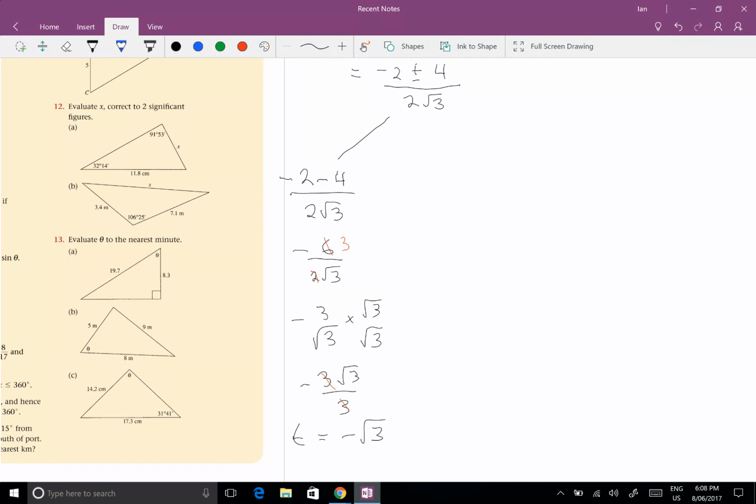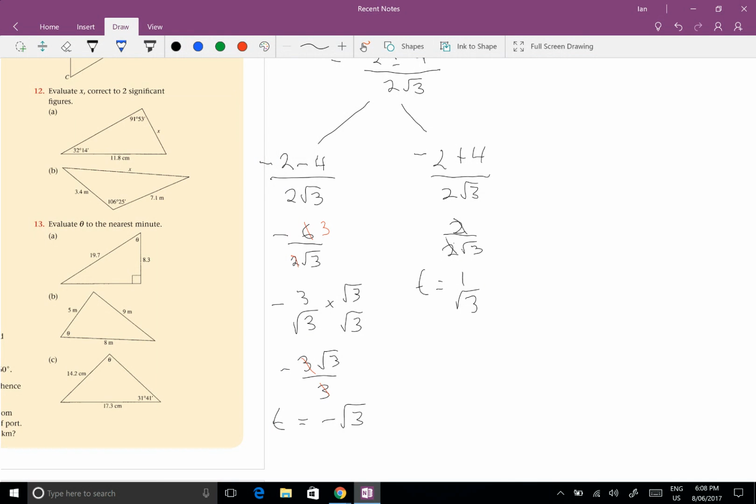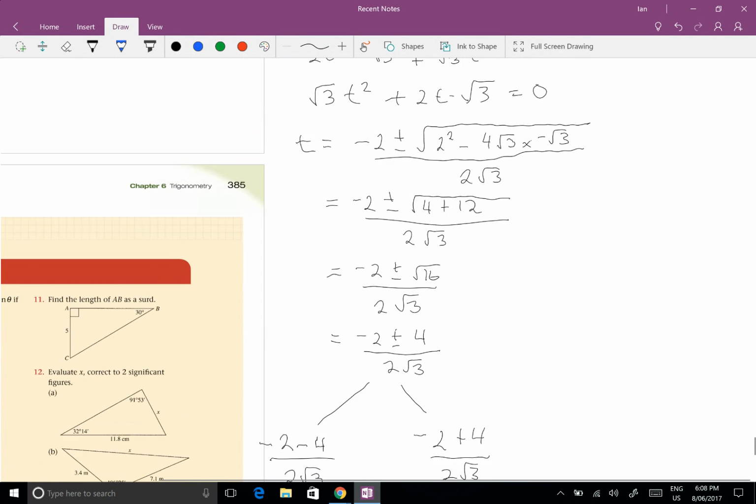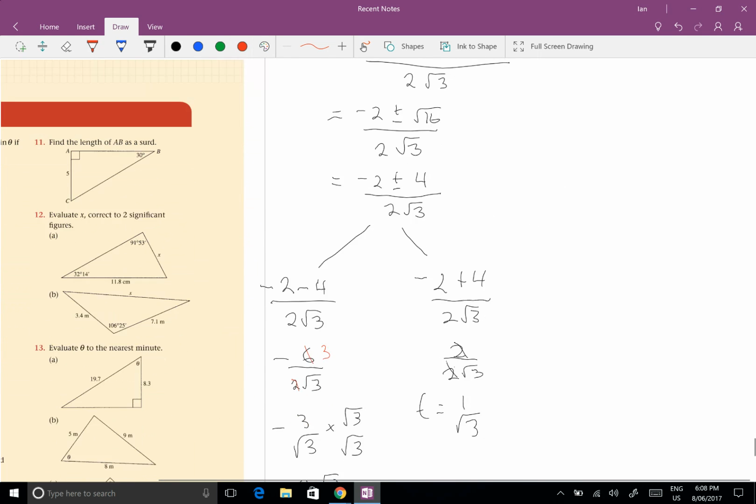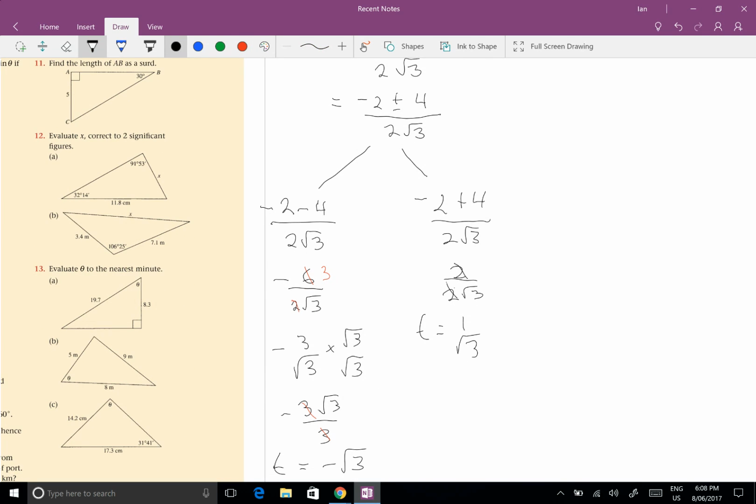Let's take the positive side, which will be negative 2 plus 4 on 2 root 3. Well, that'll be 2, by the way, on 2 root 3. The 2's will cancel, which leaves me with 1 on root 3. Great. So now I've got 2 nice answers. Now, what was my original statement? Way up here, saying that t equals theta on 2. Well, let's come back down here and we'll say, okay, let's take the first option.